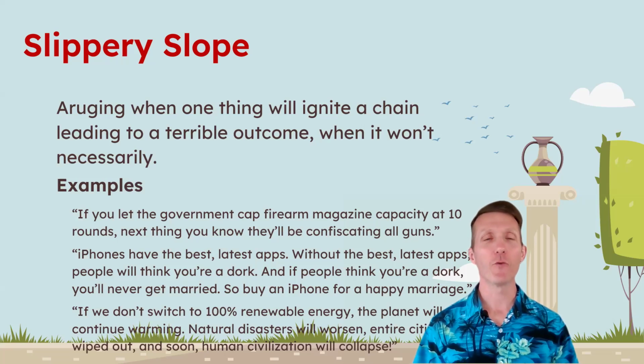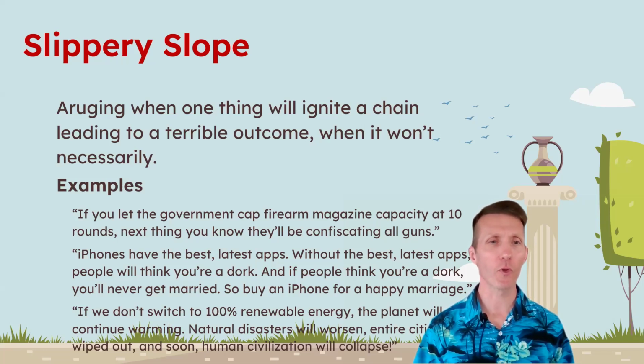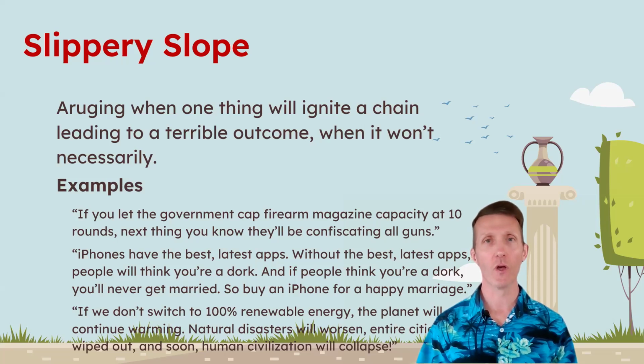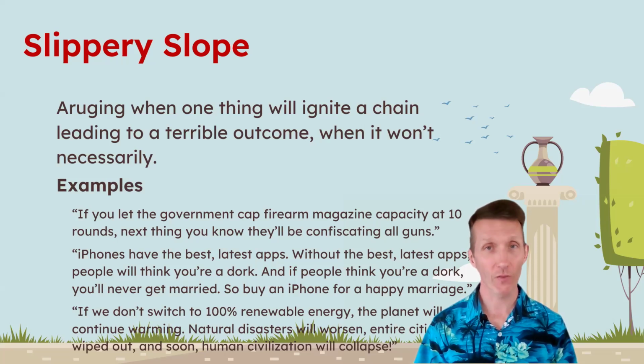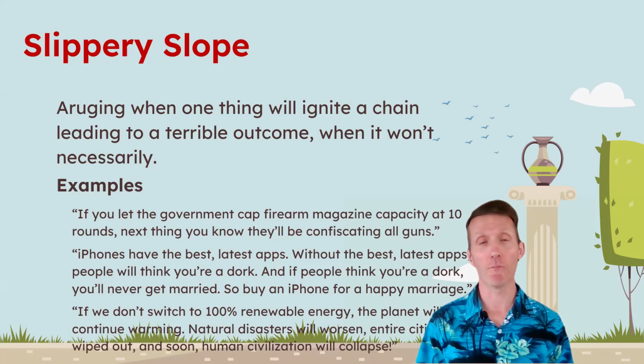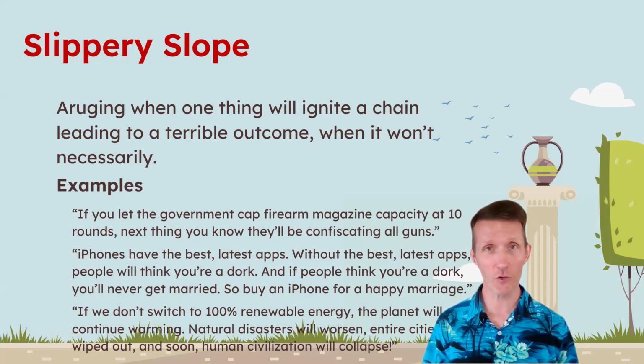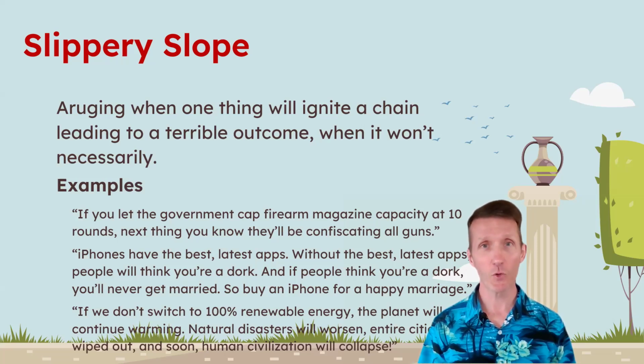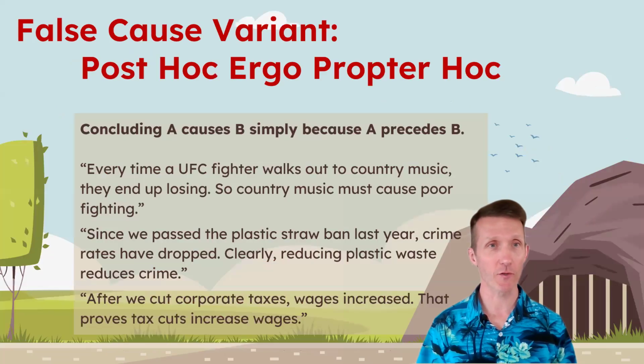Of course, if we don't switch to 100% renewable energy, the planet will continue warming. Natural disasters will worsen. Entire cities will be wiped out, and soon human civilization will collapse. That's what they call alarmist. 100% renewable? Maybe these things could come about, but that seems pretty extreme to say if you don't switch to 100% renewable energy, therefore civilization is going to completely collapse. You need to see some really good argumentation to make a connection between that and that. And maybe it would work, but you need to see the argument for that.